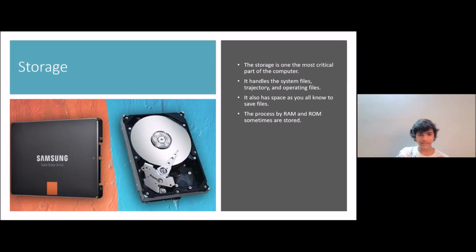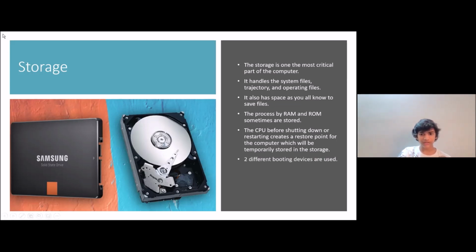So you can go to the system restore point and restore the previous version of your computer. The CPU, before shutting down or restarting, creates a restore point for the computer, which is temporarily stored in the storage. After some days, after you download some new files, it will delete the previous system restore point and create a new one. In some computers, it keeps it, maybe because it needs it for the update history or something.